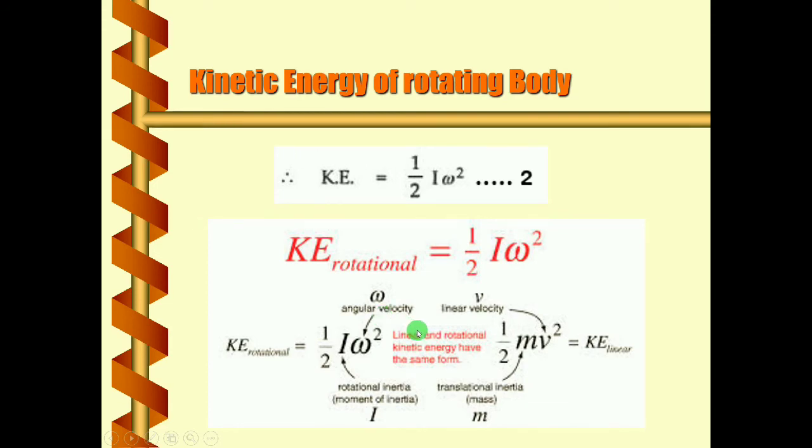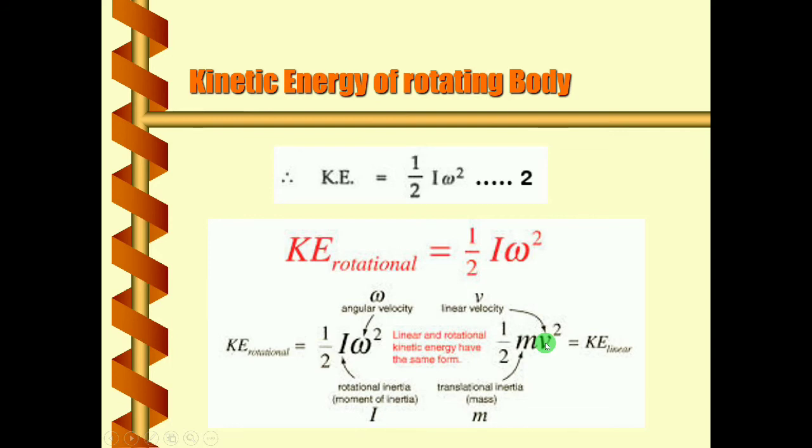Similarly, if you are writing kinetic energy for linear motion, we write it as half mv square. So if we compare both kinetic energies, that is the kinetic energy of linear motion and the kinetic energy of rotational motion, you can compare 1 by 2, 1 by 2 here.